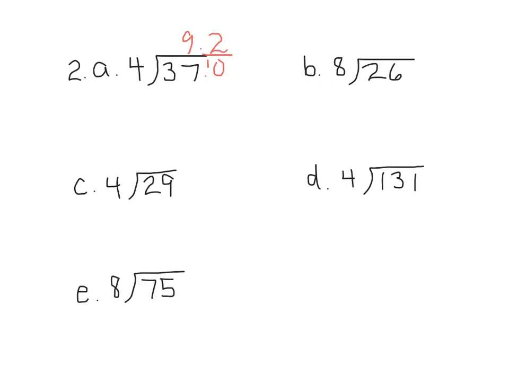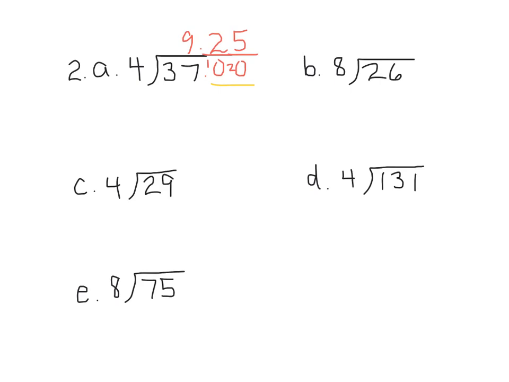Now see, I've got another remainder. What do I do? I annex another 0. And 2 times 4 was 8. 10 minus 8 is 2. So I'm going to stick that remainder in front of the next annexed 0. 4 into 20 goes 5 times. 5 times 4 is 20. I've run out of remainders. I don't have to annex any more zeros. So my answer is 9 and 25/100ths. And this time I had 2 annexed zeros rather than 1.